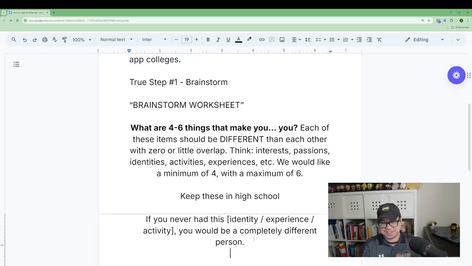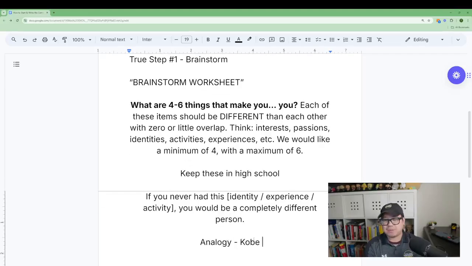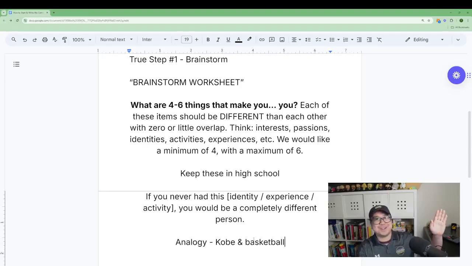The best analogy for you to think about is Kobe Bryant and a basketball. Does anyone, am I too old? Does anyone know who Kobe Bryant is? Basketball player, LA Lakers, rest in peace. So the question is, if Kobe never played basketball, would he be the same person? And the answer is probably no. Knowing him, he's very athletic, he has tons of perseverance, he'll probably do something with his life no matter what. However, it wouldn't be exactly the same.